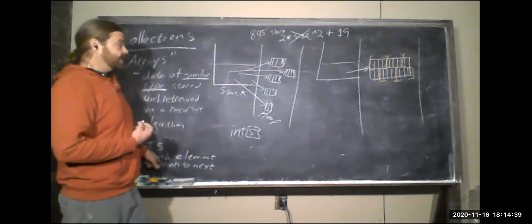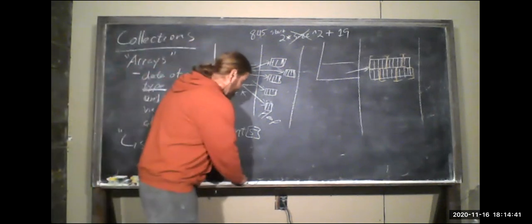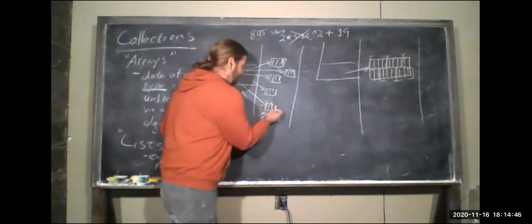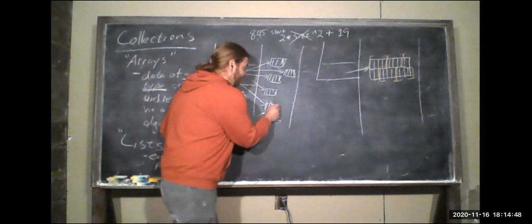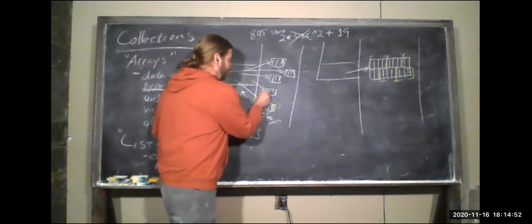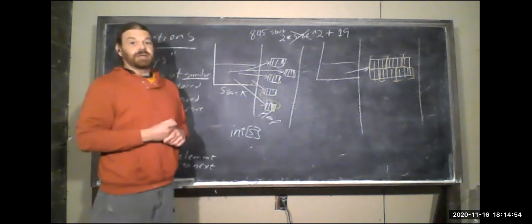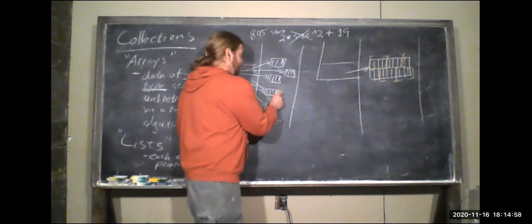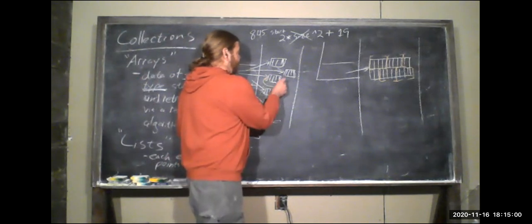But a list, we'd have the same 5 elements, and then we'd tack on just this little piece at the end, which is really just a pointer to the next element. And each one of our elements is just going to point at the next one.